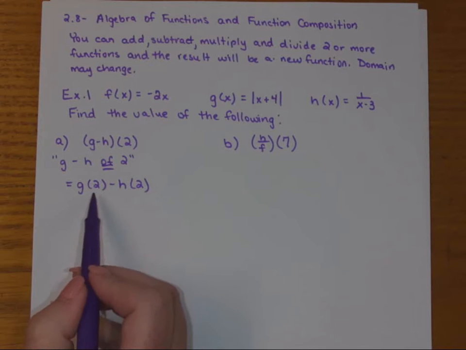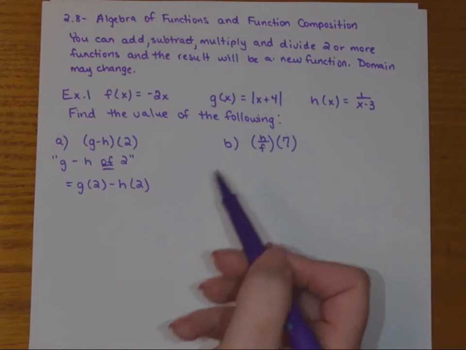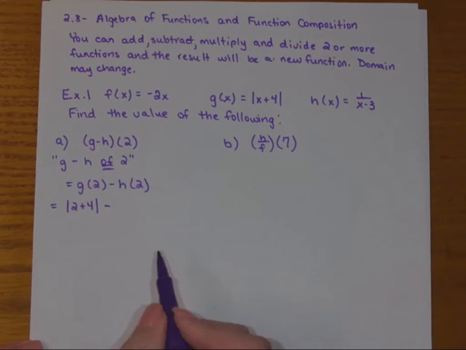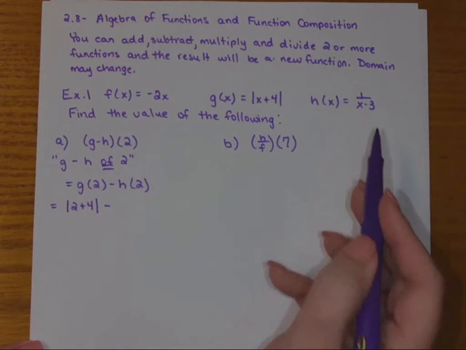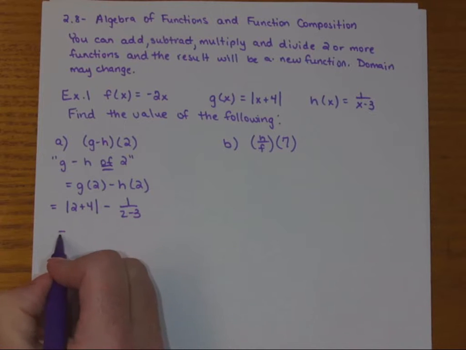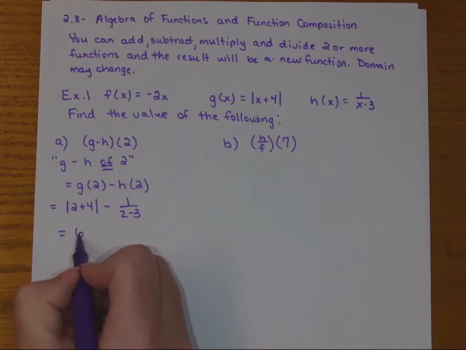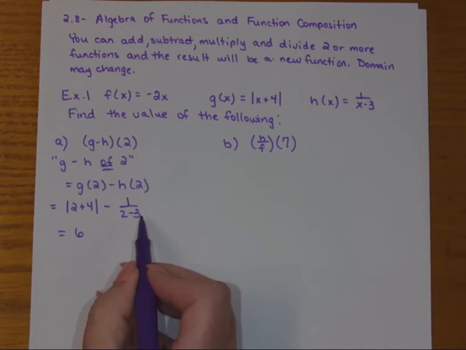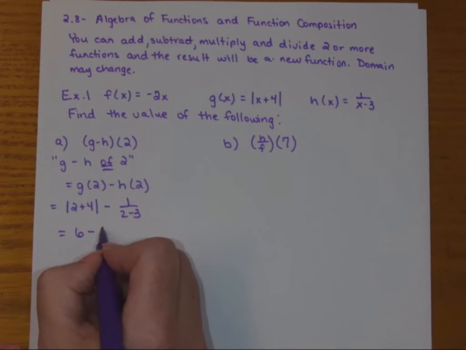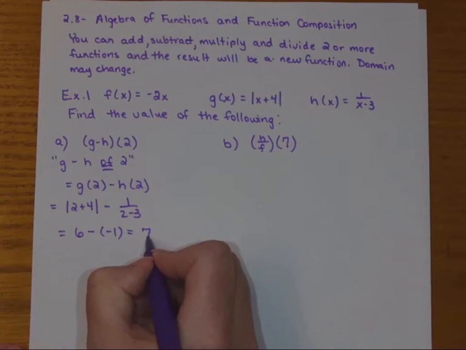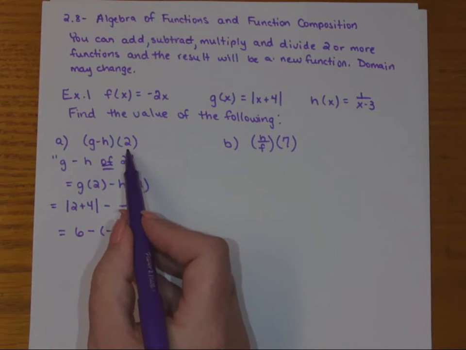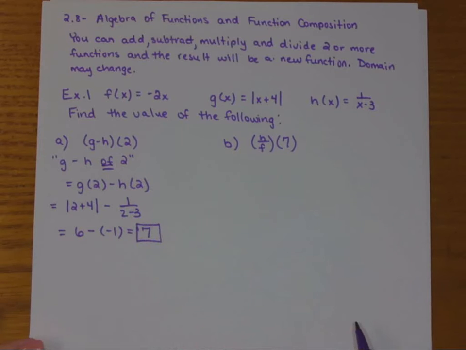So remember, g of something just means go to your g equation, right, and plug in whatever number you have. So I'm going to have the absolute value of 2 plus 4 for the g of 2. And then I'm going to subtract whatever I get when I plug in 2 to the h equation. So I'll get 1 over 2 minus 3 for that one. And then just work these separately. The absolute value of 2 plus 4 is 6. Okay, this works out to be 1 over negative 1. So then you have a minus a negative 1, okay? So we'll go ahead and write that. So it ends up being minus negative 1, which of course changes to a plus. So the answer there is 7. Okay, so we're still finding a y value when x is 2. It's just that we're taking two functions and subtracting them, okay?